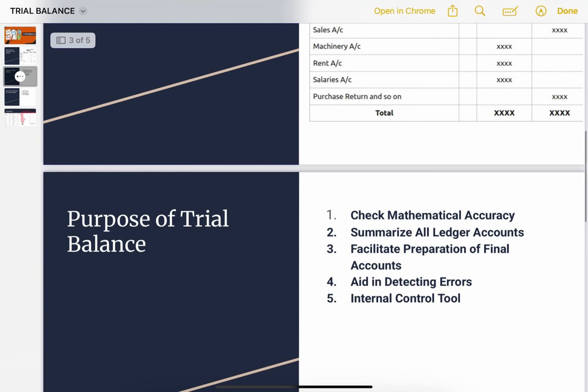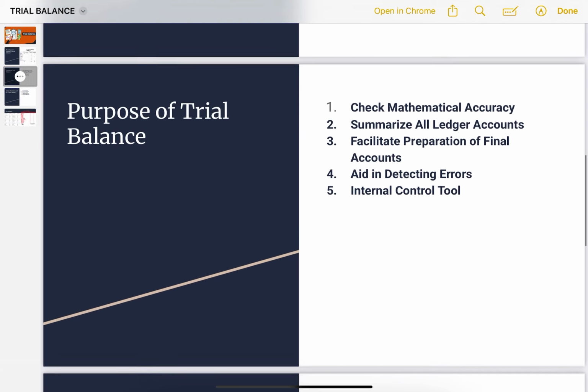What is the purpose of preparing the trial balance? Firstly, it is to check the mathematical accuracy. It ensures that the total debit balances are equal to the total credit balances. It helps to identify any major recording or posting errors in the ledger. If the trial balance balances, then it suggests that the books are arithmetically accurate but not error-free.